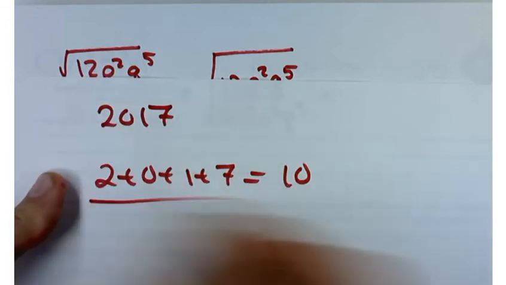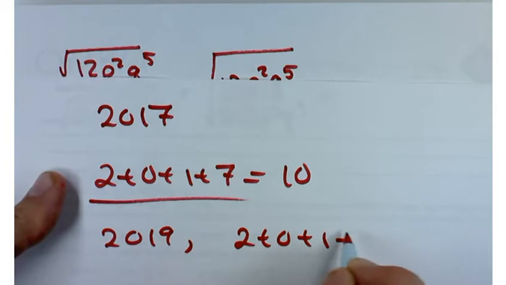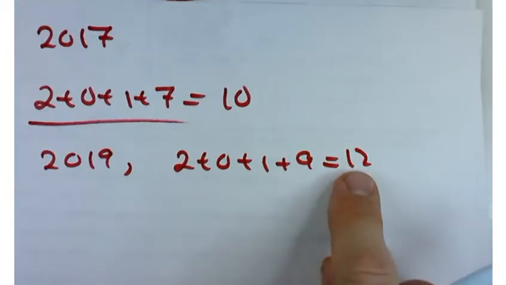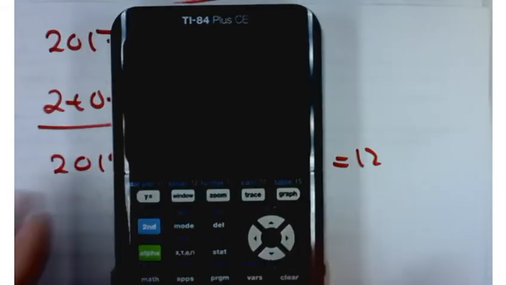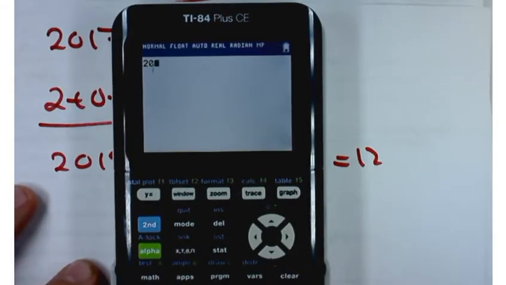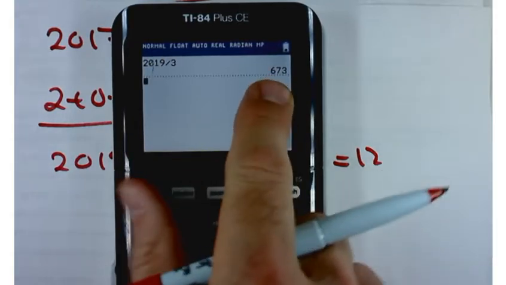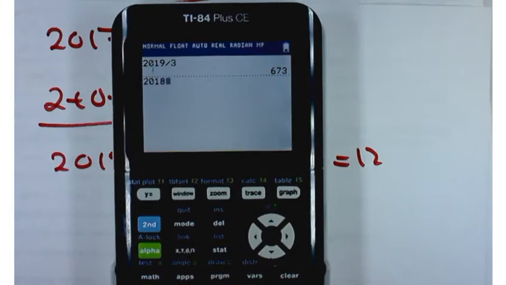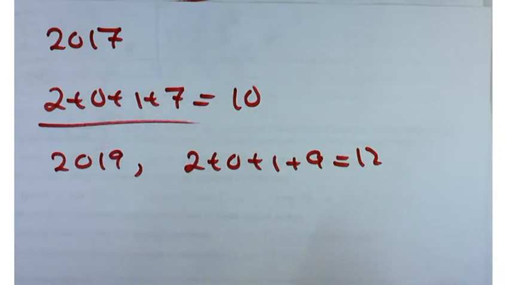But what about next year? 2019. Well, that's 2 plus 0 plus 1 plus 9. That's 12. Since 12 is divisible by 3, so is 2019. So let's check it out. 2019 divided by 3 goes in evenly, 673 times. But 2018 or 2017, neither of those is evenly divisible by 3. You get remainders. So it's kind of a cutesy trick.